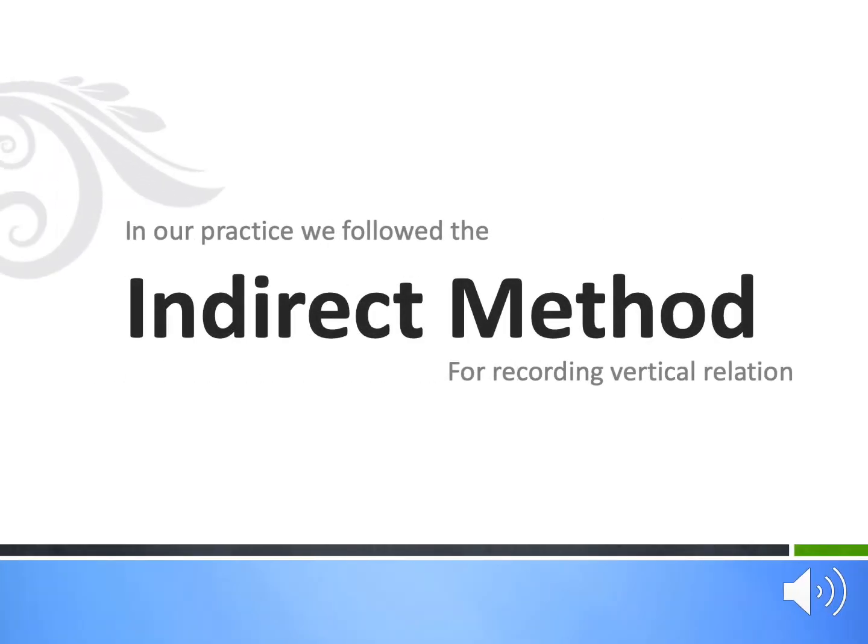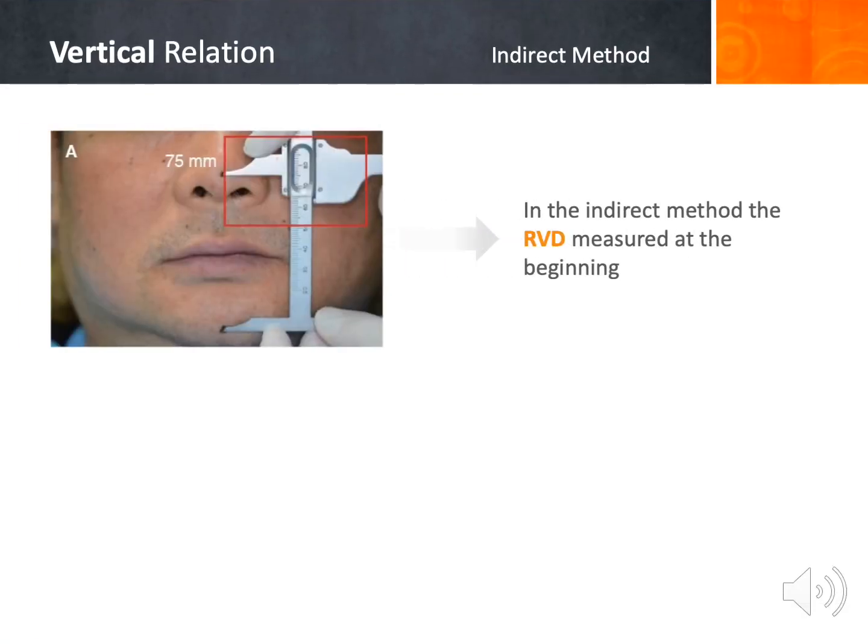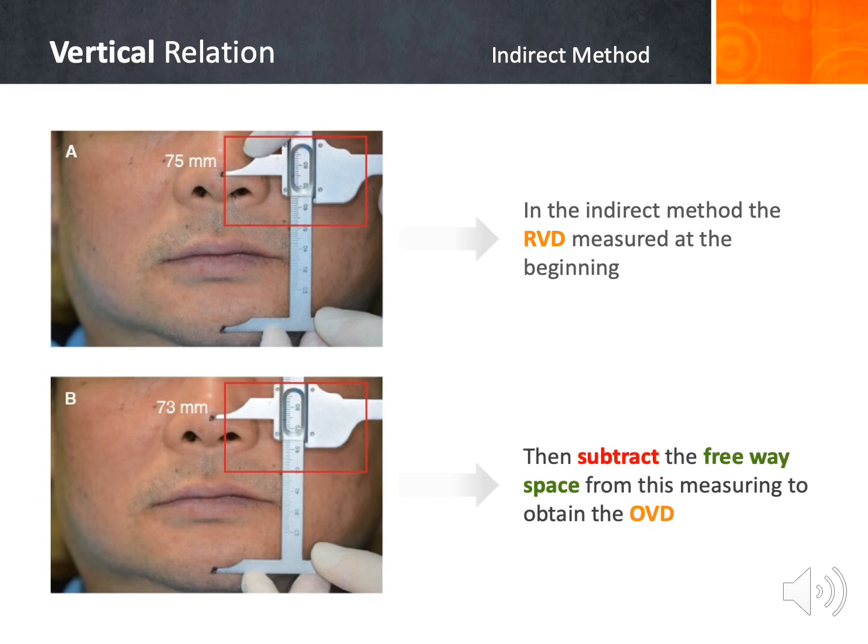In our practice, we follow the indirect method for recording vertical relation. In the indirect method, the rest vertical dimension is measured at the beginning, then we subtract the freeway space from this measurement to obtain the occlusal vertical dimension.